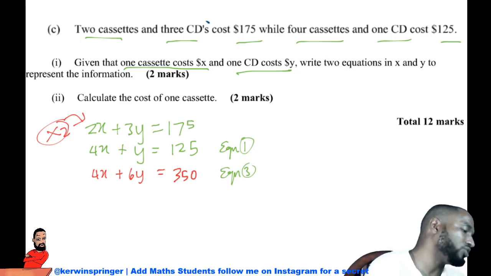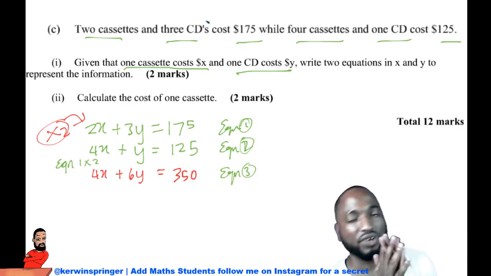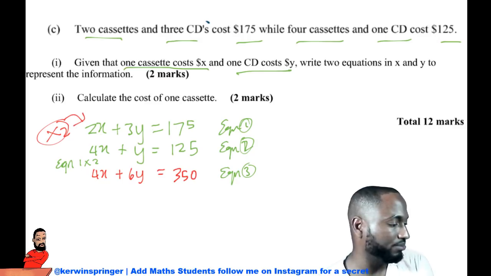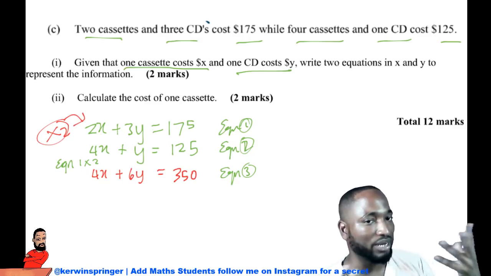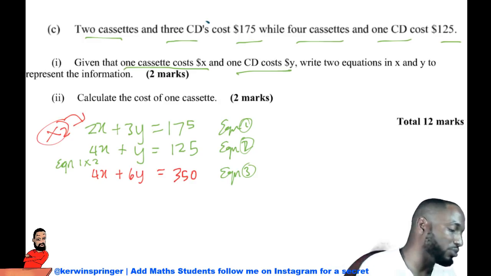This is really equation 2 and 3, because this would have been equation 1 here. So you'd have written here equation 1 multiplied by 2. I have a full tutorial on simultaneous equations, so I'm not going to explain every single thing. Most people already get the answer and are just waiting for me to go on.